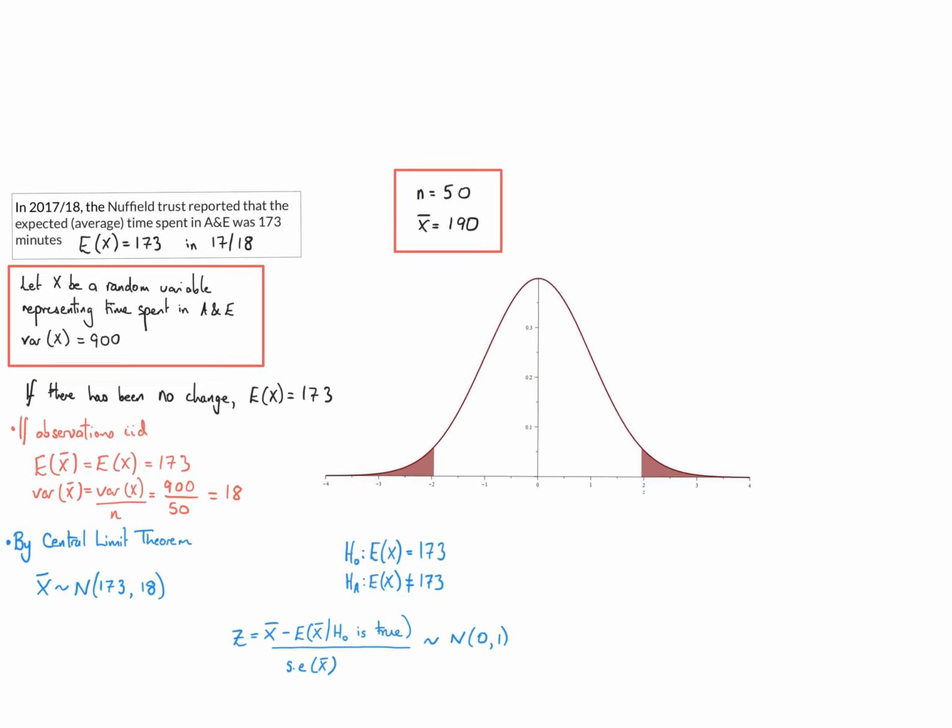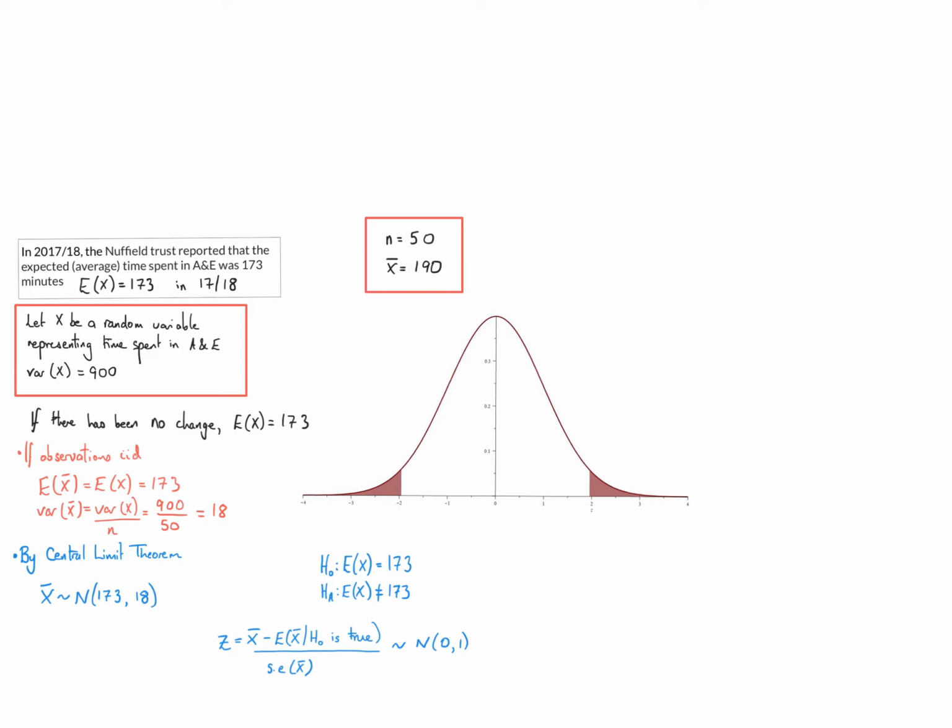So we have our sample mean of 190, and we need to standardise this by subtracting the expected value of x bar if the null hypothesis is true, which is equivalent to subtracting the hypothesised value. So we take 190 minus 173, divide it through by the standard error of the sample mean, which is just the square root of 18, which gives us a Z statistic equal to 4.00. Now let's mark that on our diagram.